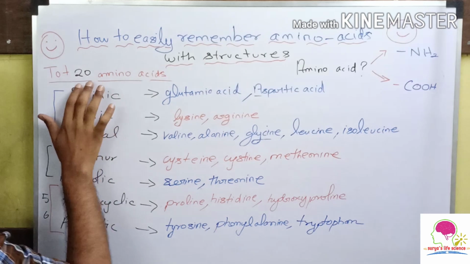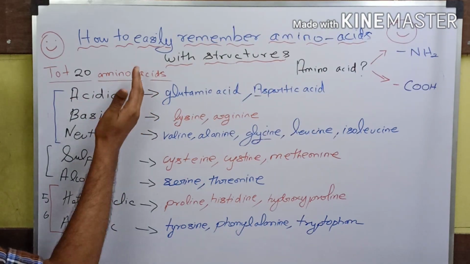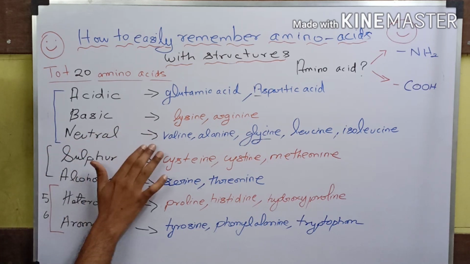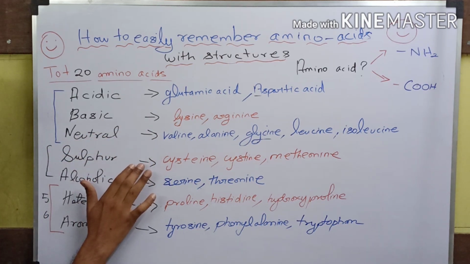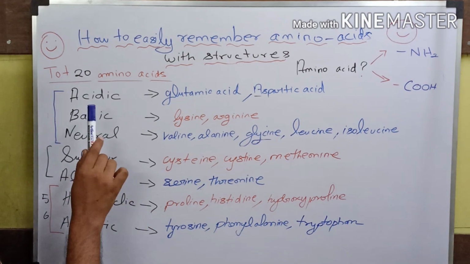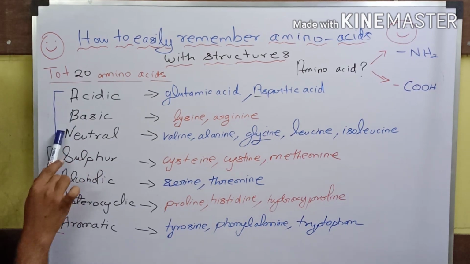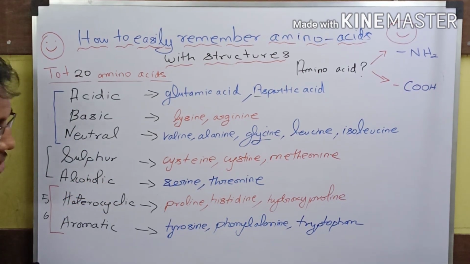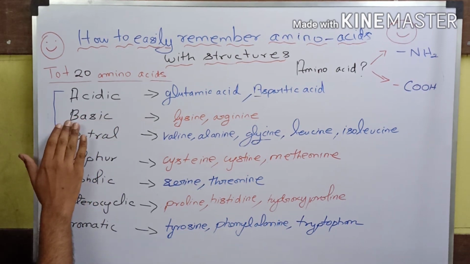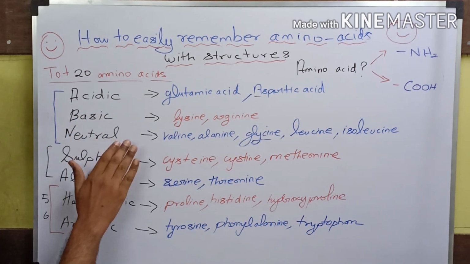The 20 amino acids are classified into 7 types: acidic amino acid, basic amino acid, neutral amino acid, sulfur-containing amino acid, alcoholic amino acid, heterocyclic amino acid, and aromatic amino acid. First of all, let us take these 3 classes of amino acids alone. First, we have written acidic amino acid, followed by basic amino acid and neutral amino acid.